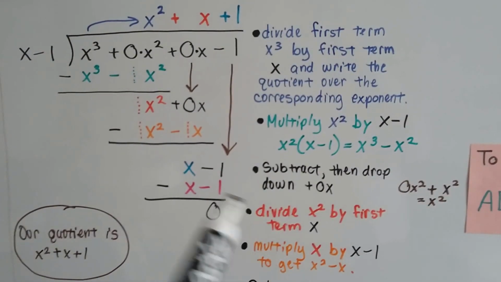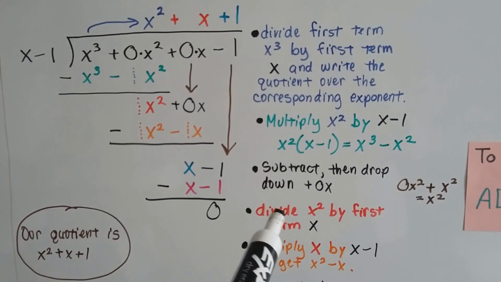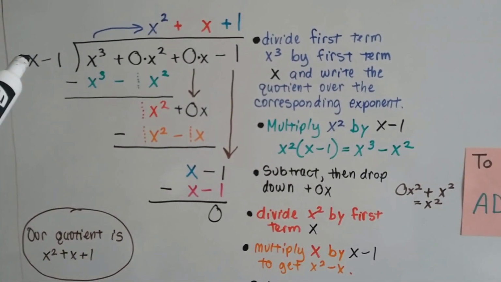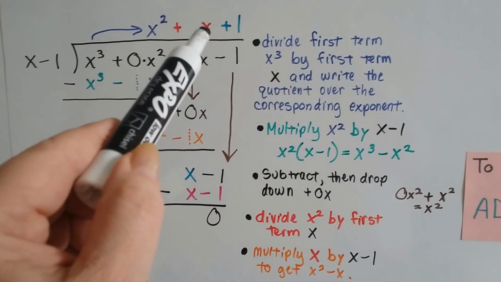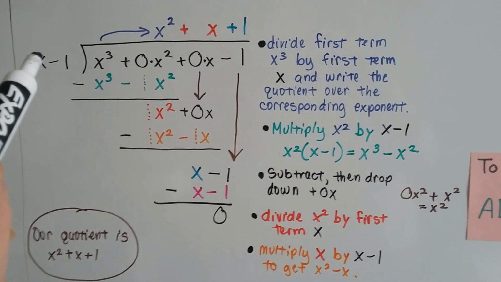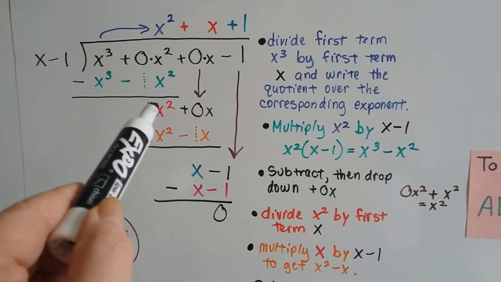Now, we take this red x squared, and we divide it by the first term x again. X squared divided by x is just an x. And we know because if we multiply this x by that first term x, we get x squared. So we know we did it correctly.